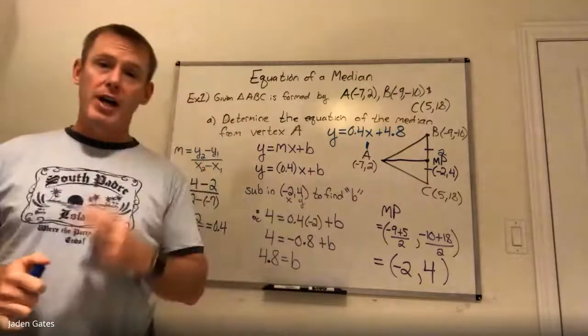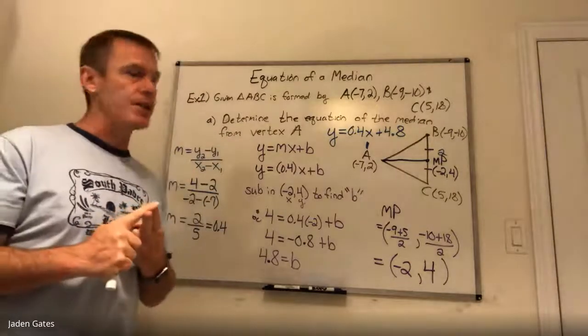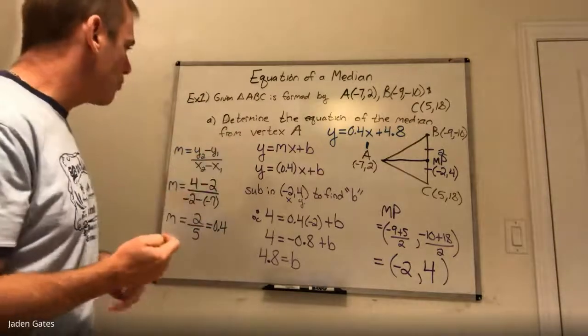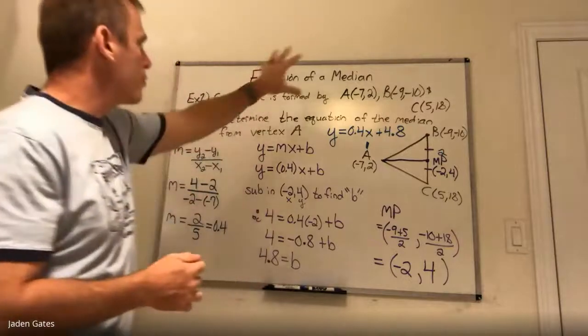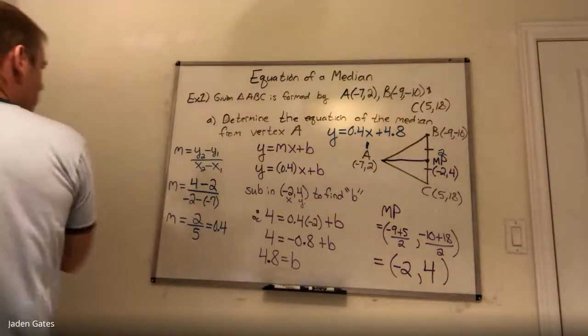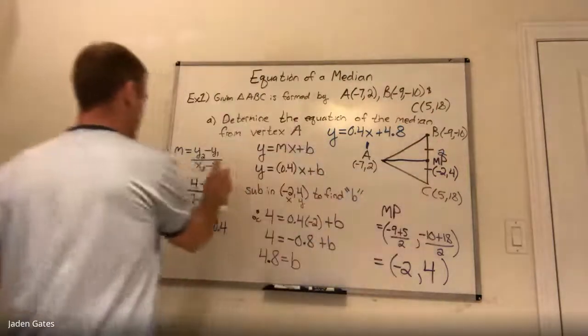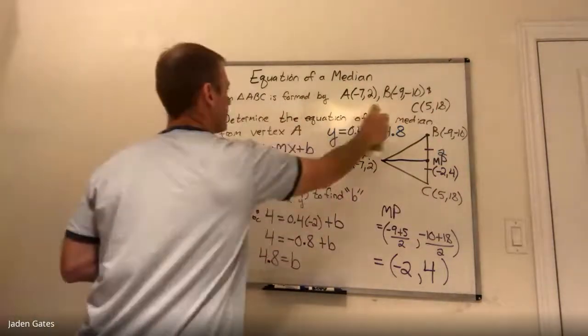And in fact, we could find two other equations, one from vertex B and one from vertex C. We're not going to do that. I just wanted to do one of those again to show you how to find the equation of a median. Now, there's something interesting about medians. A little known fact.